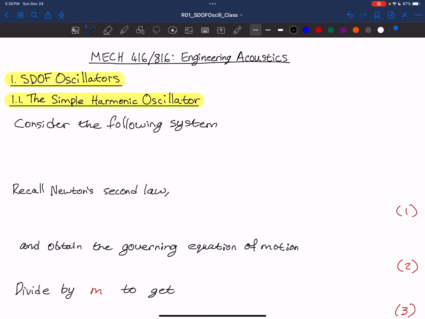Welcome to MEC 416/816, or Engineering Acoustics. In this lecture, we're going to start Chapter 1, which is on single degree of freedom oscillators. We're going to start with the simple harmonic oscillator.